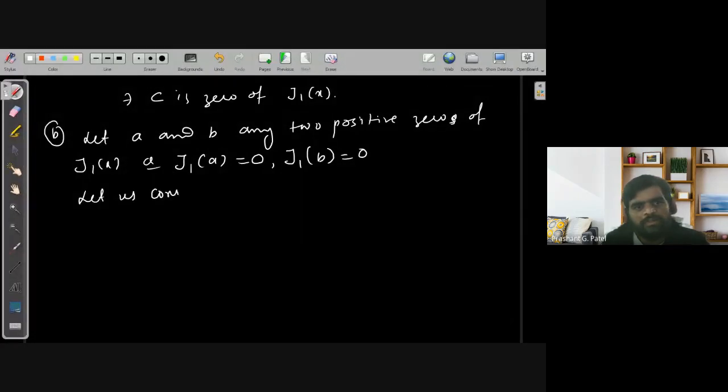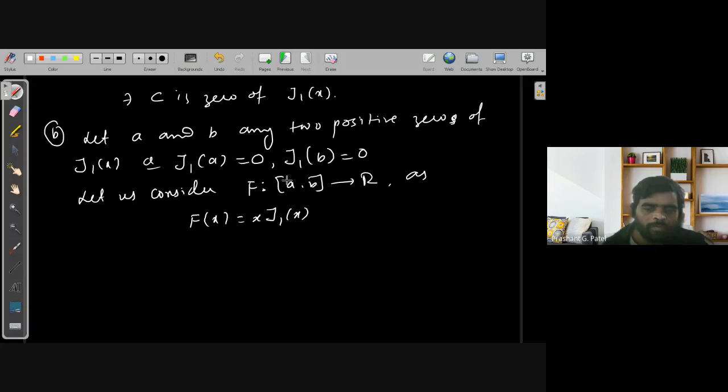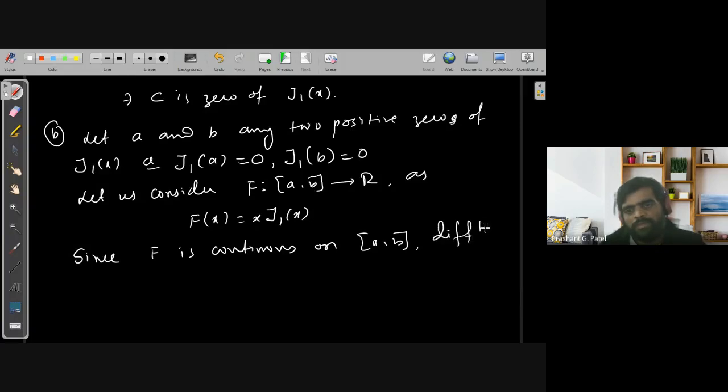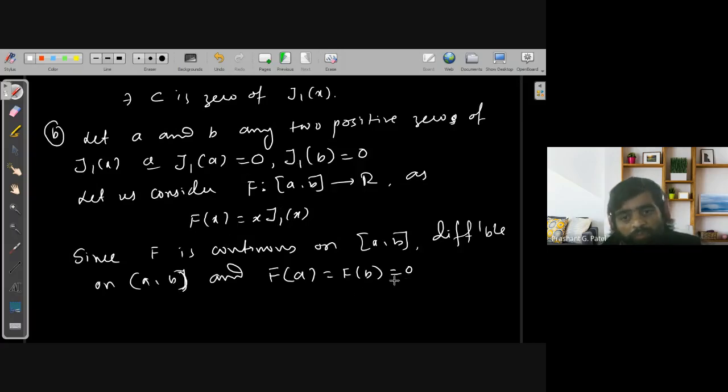Let us consider the function f, defined over [a, b] to R as f of x is equal to x into J1 of x. Again, we are applying Rolle's mean value theorem to prove this. Since this f is continuous on the closed interval [a, b], it is differentiable on the open interval (a, b), and f of a is equal to f of b equal to 0, because J1 of a is 0 and J1 of b is 0. So that is also 0.